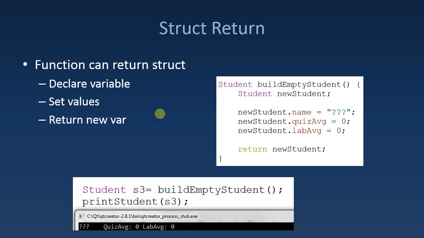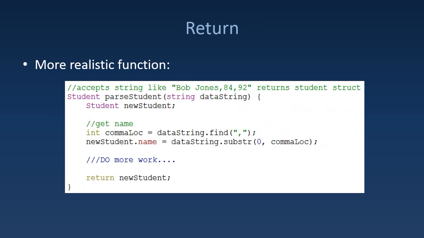Now this one's a little bit silly, but we could take the same idea and make a more complex one that does something like take in a string formatted like Bob Jones, comma 84, comma 92, something maybe we're reading from a comma separated file that came from Excel, and we're turning that into a student.